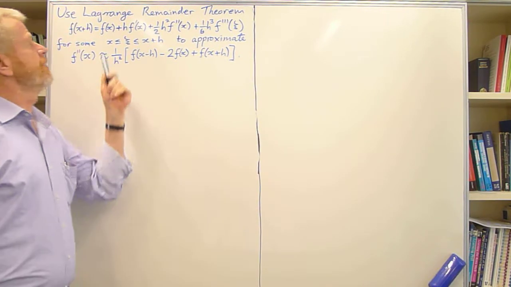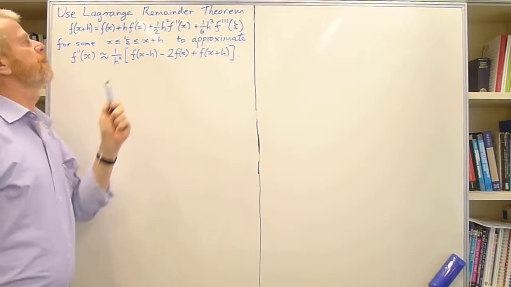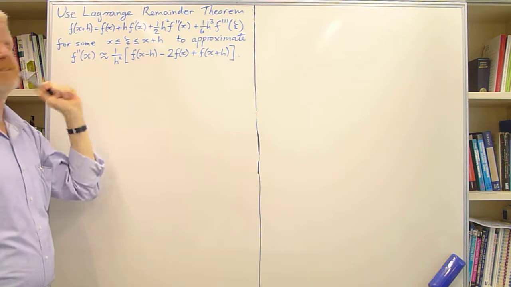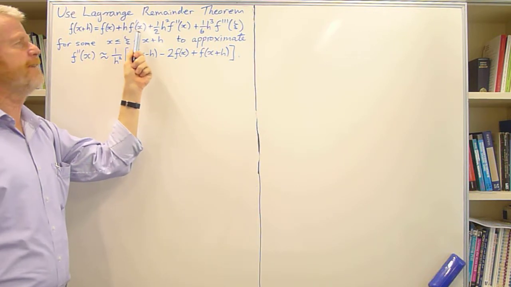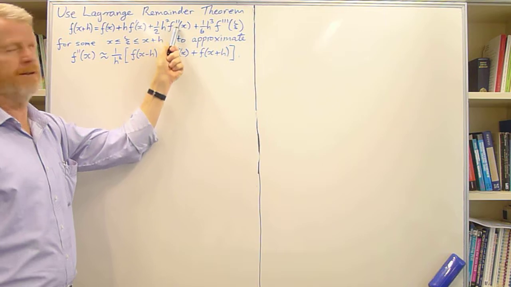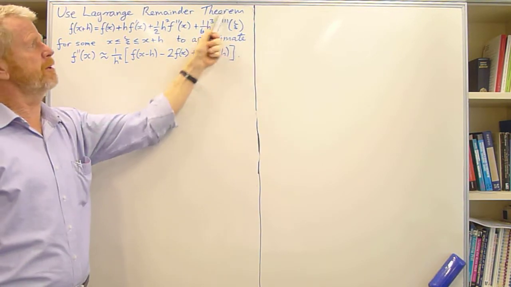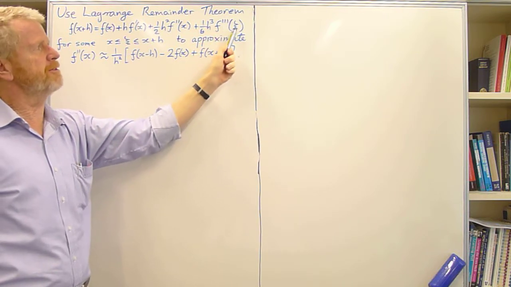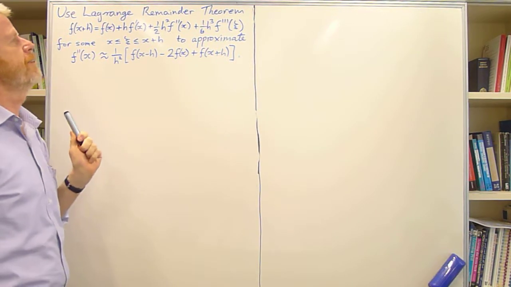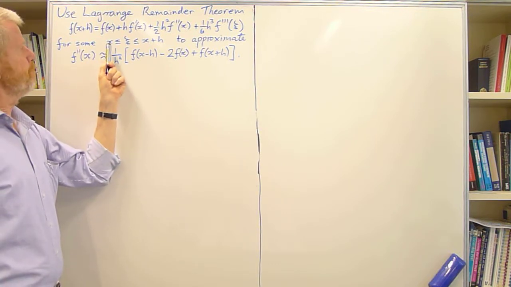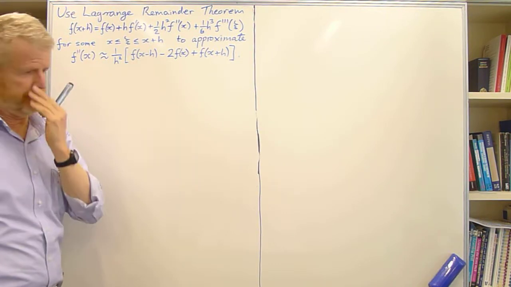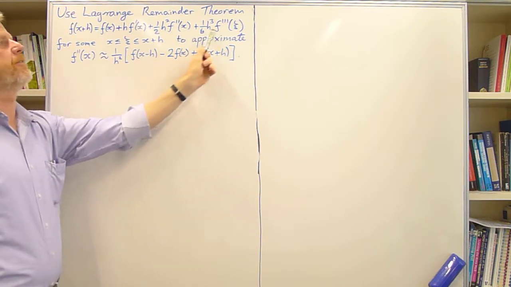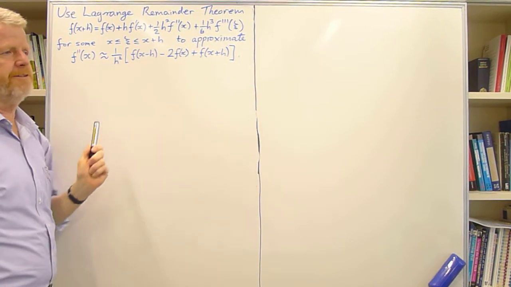Our task is to use the Lagrange Remainder Theorem, namely that f evaluated at a point x plus h is f of x plus h f dashed of x plus a half h squared f double dashed of x plus what's usually called a remainder term, which is a sixth h cubed f triple dashed evaluated at a point psi for some psi between x and x plus h.